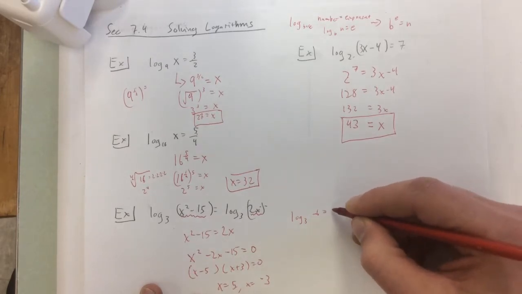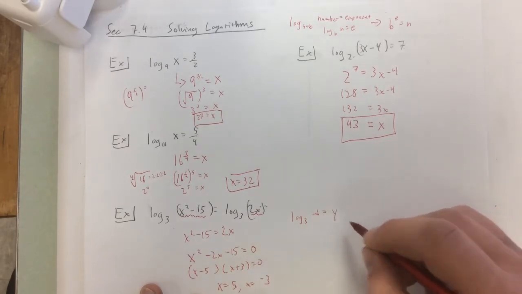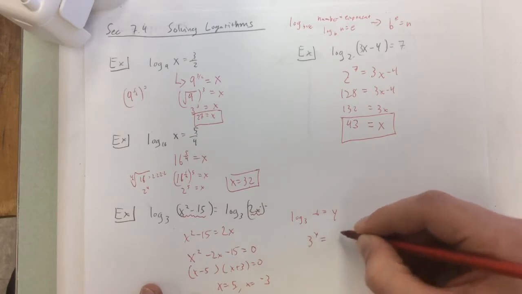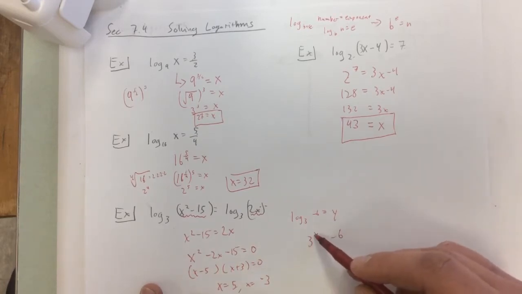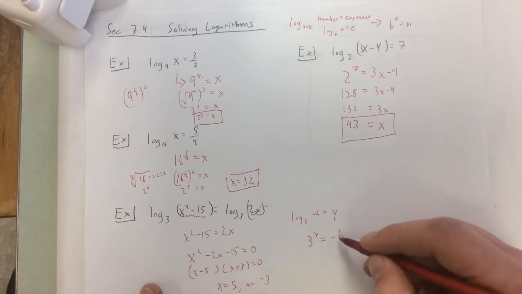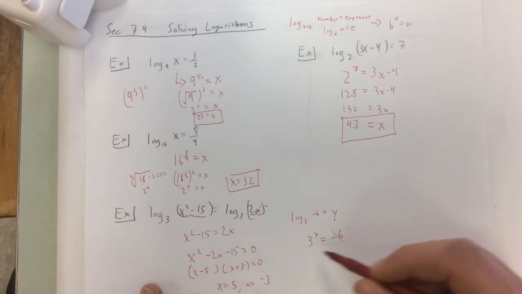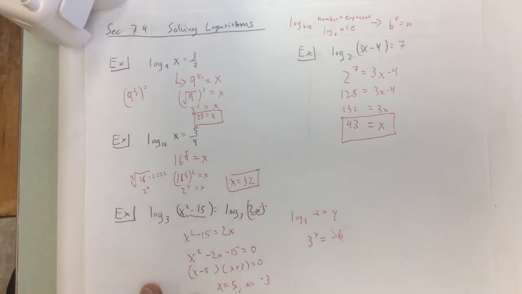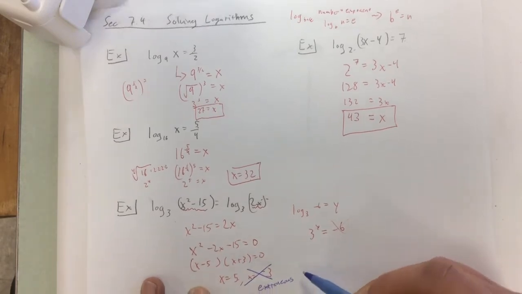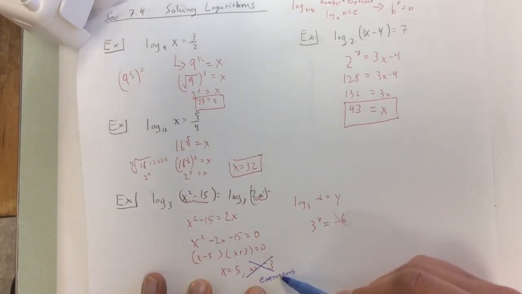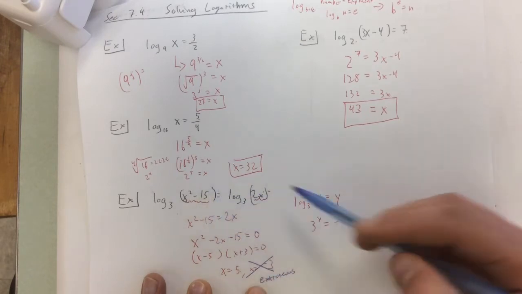Because if that equals some number, let's call it y, that means 3 to the y is going to give me negative 6. 3 raised to any power here is always going to be positive. It will never equal a negative number. So this is what we call an extraneous solution. We cannot use it. So you always have to go back and check. Check your answers, plug them in, see if they work.